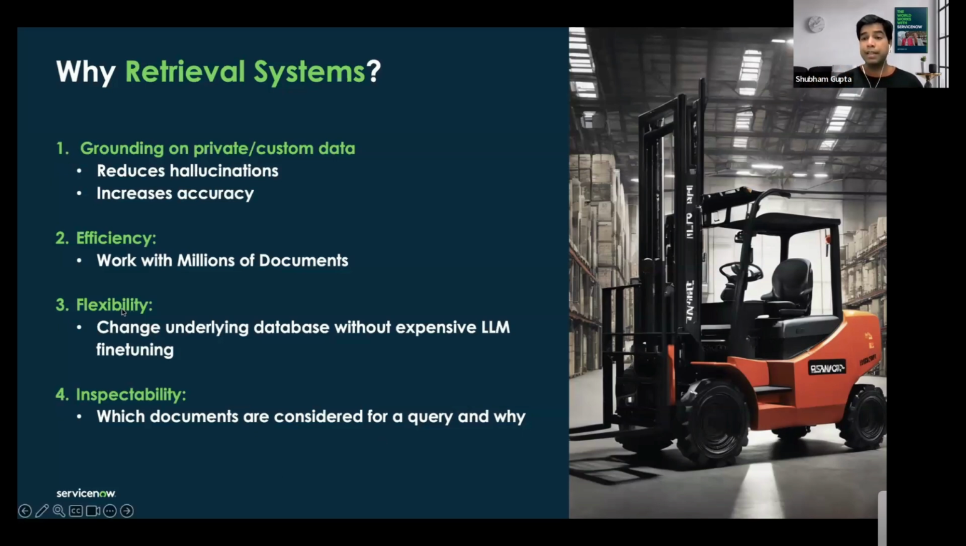It also introduces a lot of flexibility in the system because now you can change the underlying database without having to do an expensive LLM fine-tuning. You can add documents, you can remove documents, and you can completely overhaul your database altogether without touching any other part of this pipeline. It also introduces some inspectability. Now you can look at these specific documents and ask why these documents were considered for my query, why specifically these documents were used, and these will also help explain the answers given by an LLM downstream.